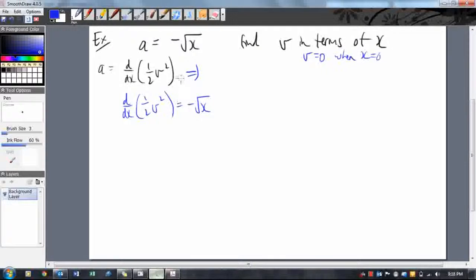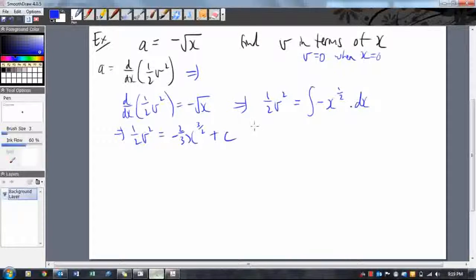Okay, let's deal with this one piece at a time. How do we get rid of this d/dx? We integrate both sides. So let's integrate this side. We get half v squared. And let's integrate this side. That's the integral of negative x to the half, dx. Therefore, half v squared equals, integrate that, so that half goes up to 3 over 2, and then we divide by 3 over 2, so that's negative 2/3 x to the 3 over 2, plus c.